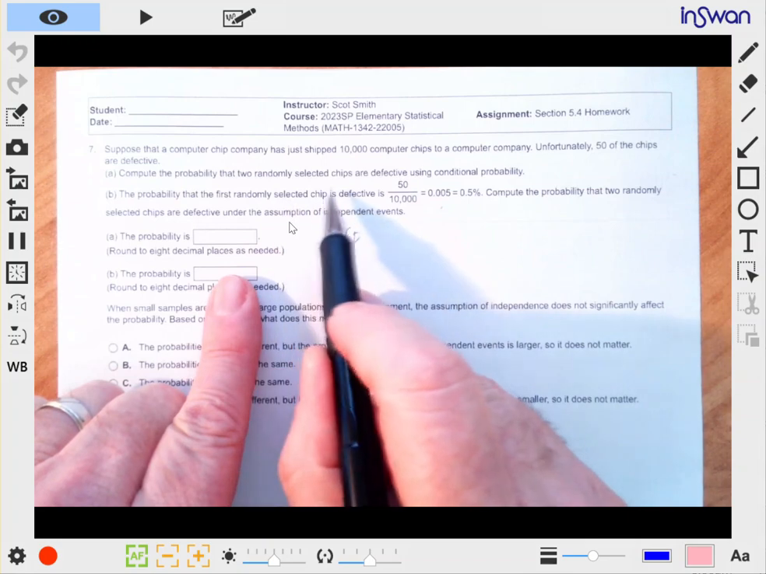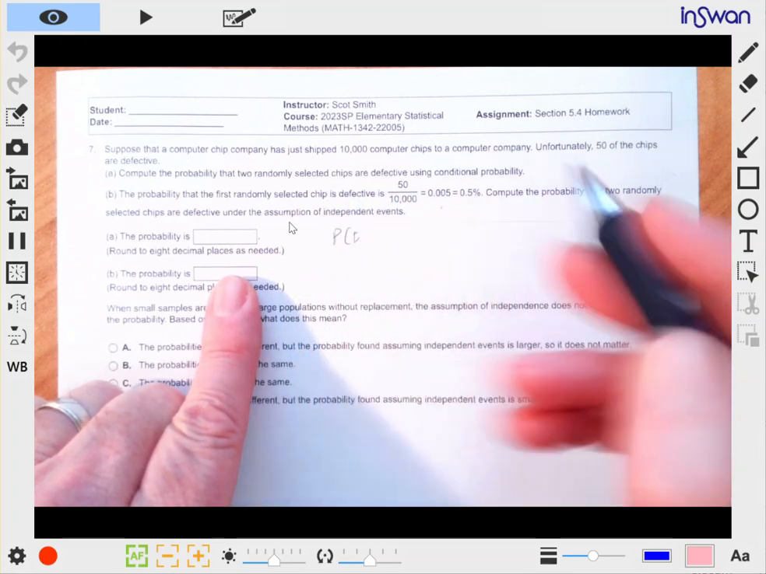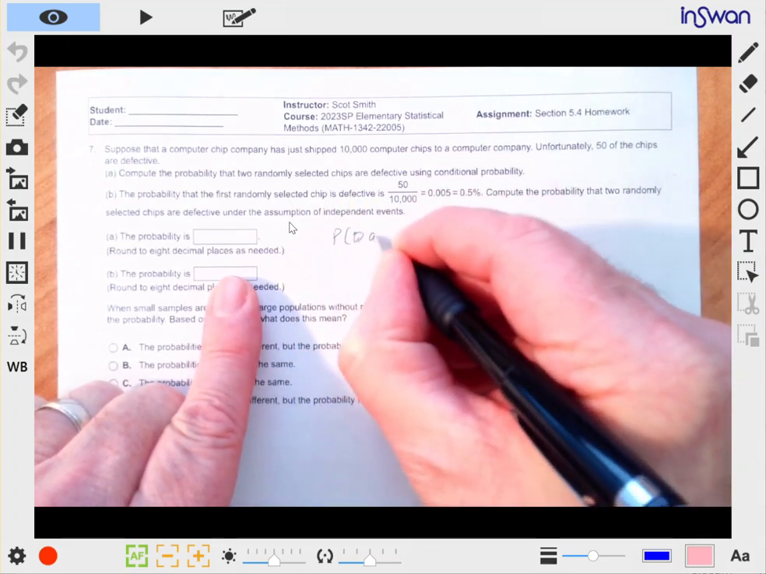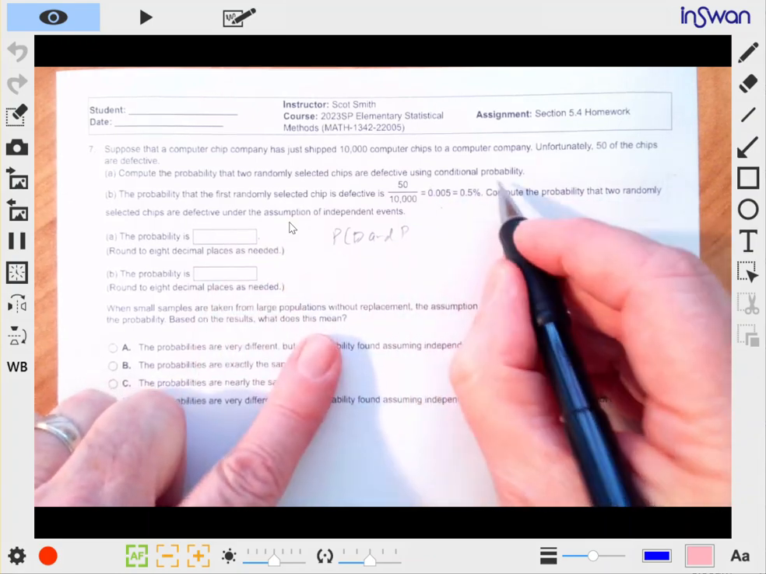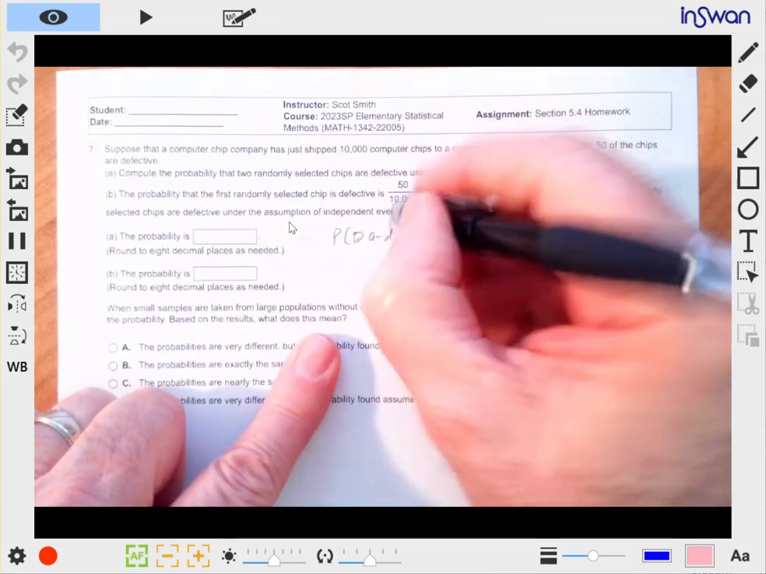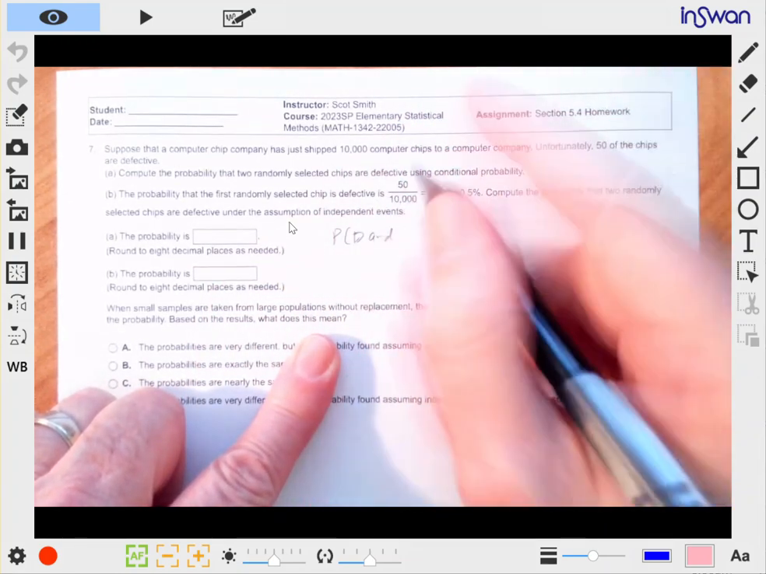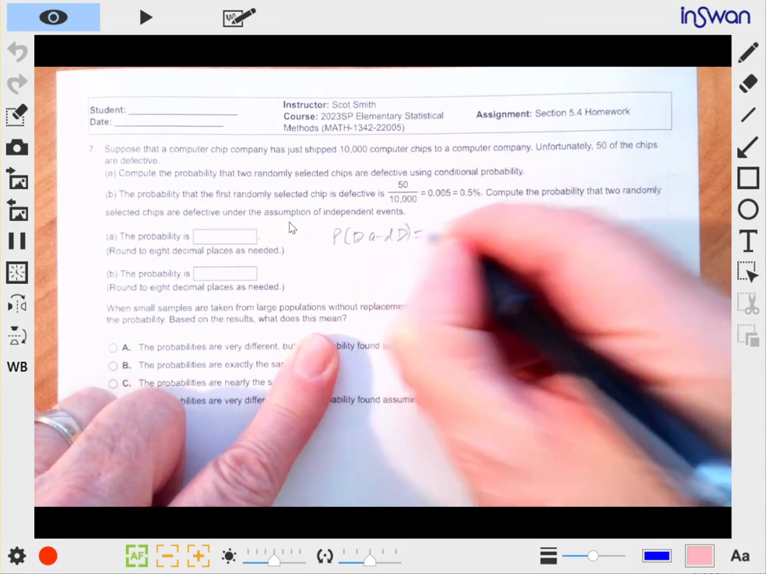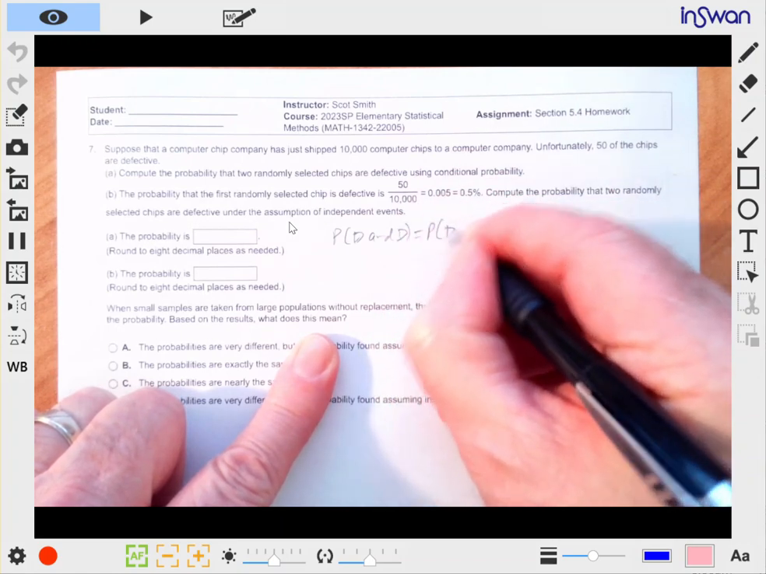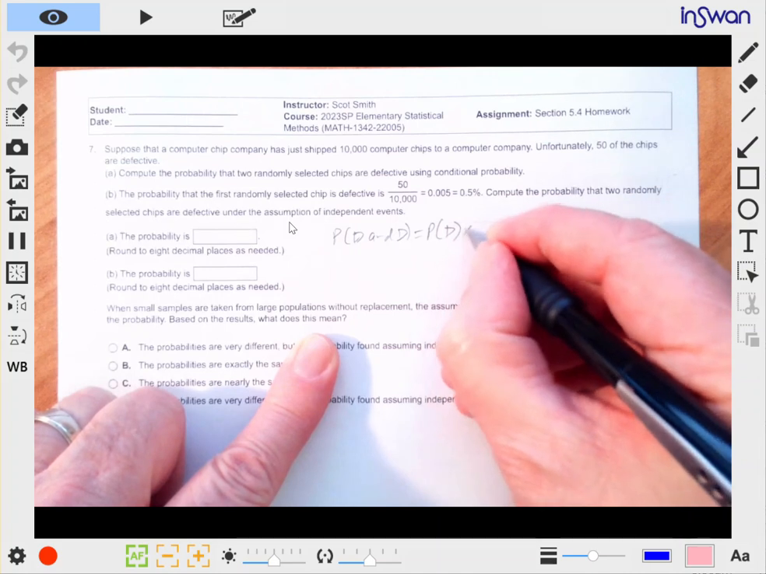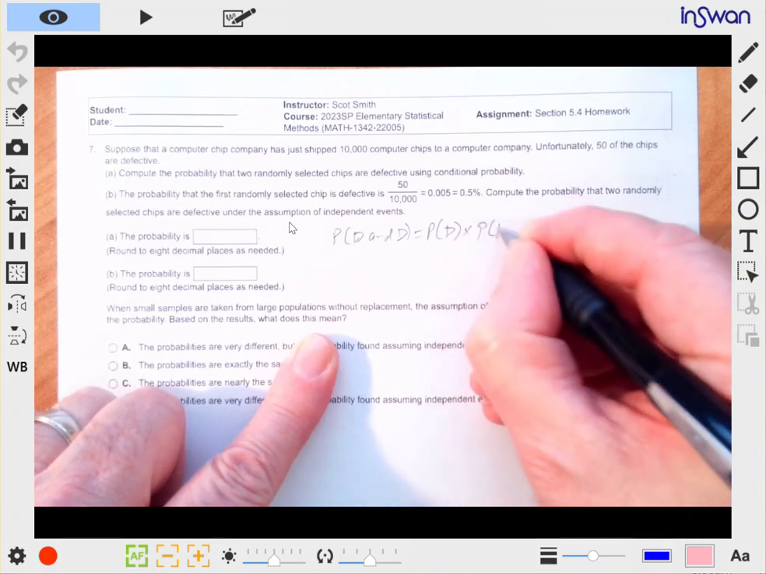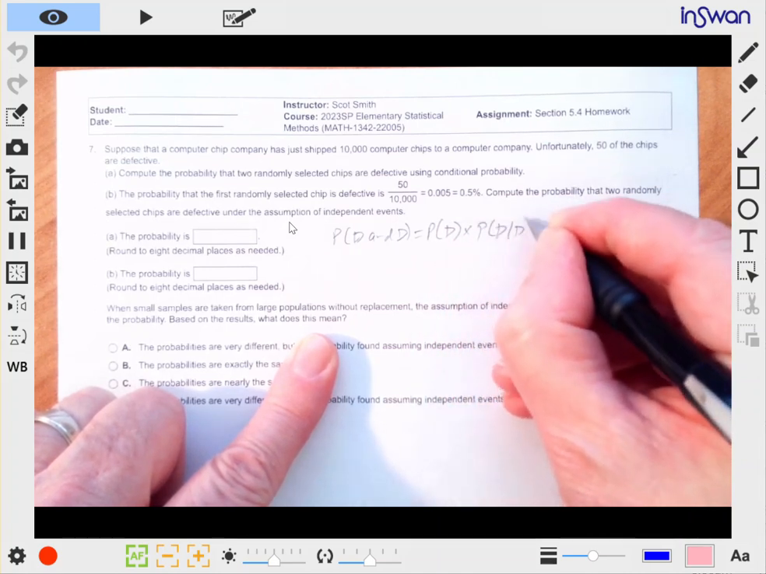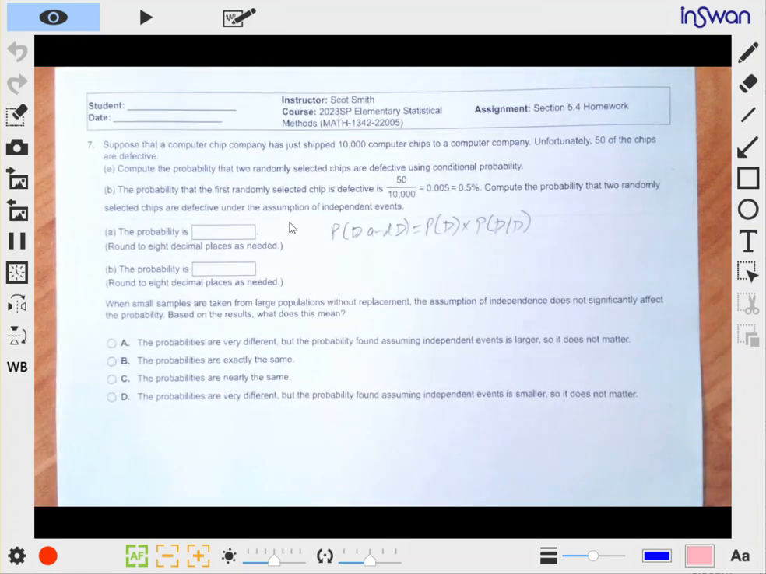Let's see, 2 randomly selected chips are defective. So defective and defective, using conditional probability. Oops, that's supposed to be a D. Well, that's equal to the probability of defective times the probability of defective, given that the first one was defective. So in other words, these two events are not independent, they're dependent.